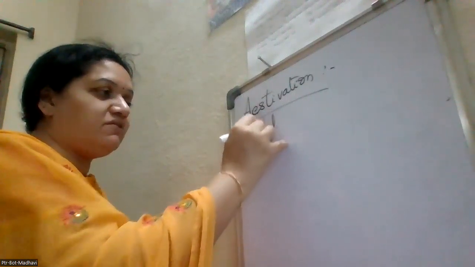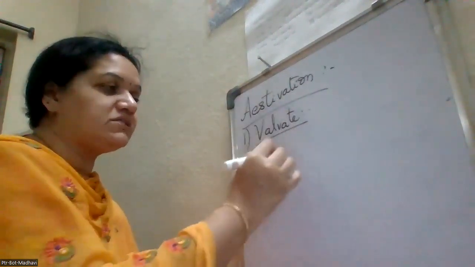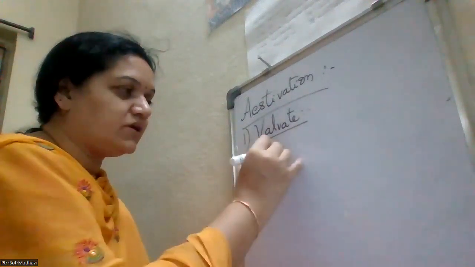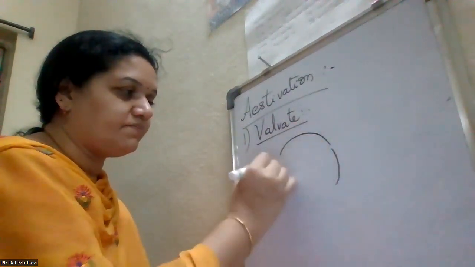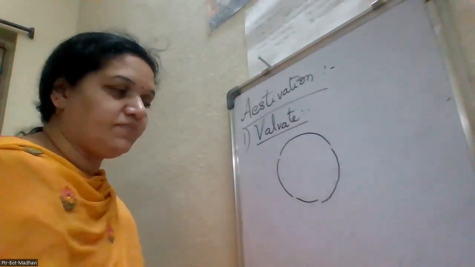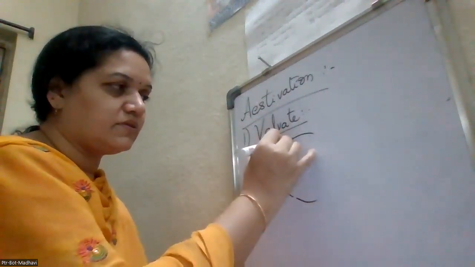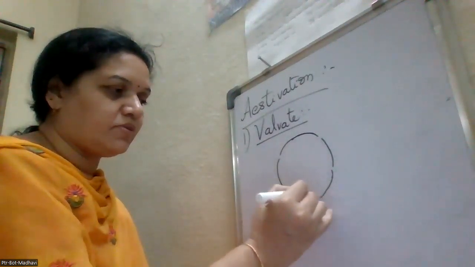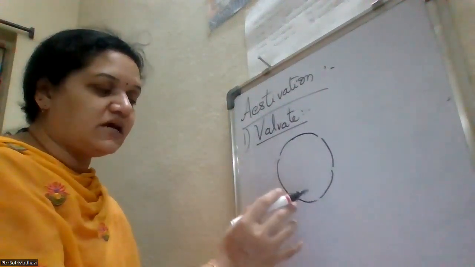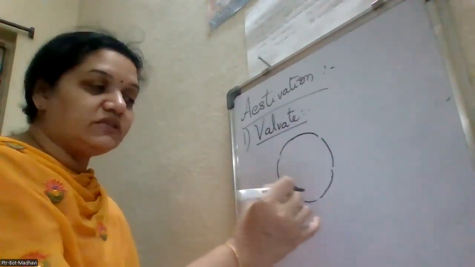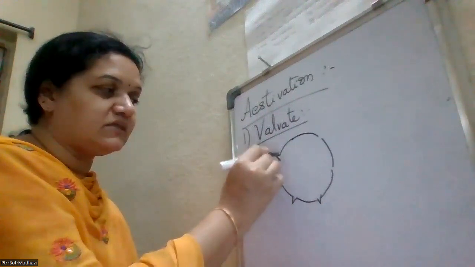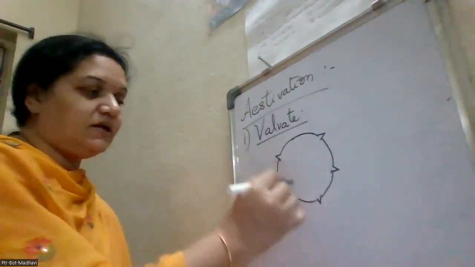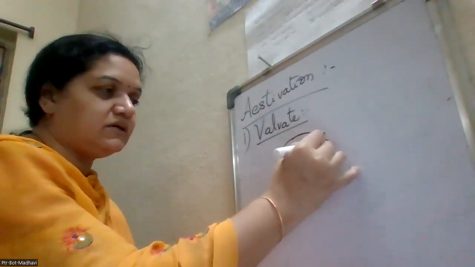The first one is the valvate aestivation. Valvate aestivation means when the petals or sepals of a flower are present nearer to one another, or fused with one another. That is called valvate aestivation. When the ends of the petals are nearer to one another, or in fused condition, we will represent it like this. When these are fused, that is called valvate aestivation, and these look like lobes.